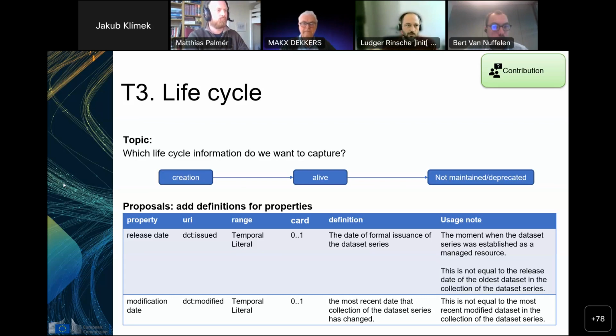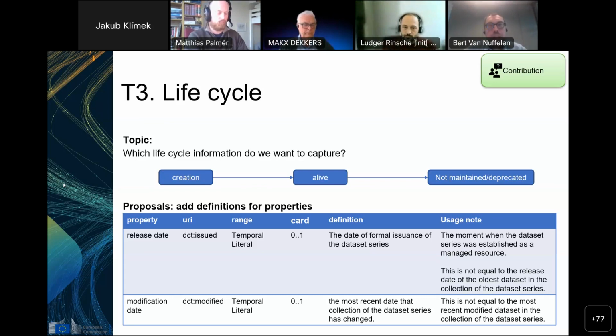Yeah, so, but we have lots of properties to talk about, like ADMS status, availability, and the accrual periodicity.